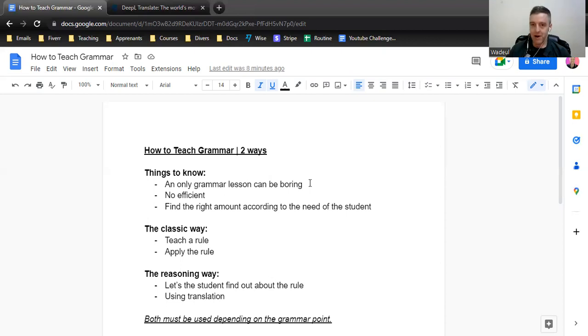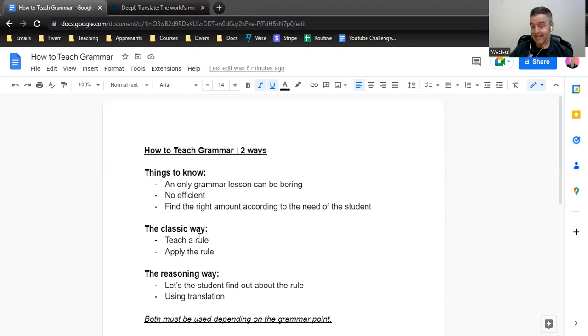So you need to teach grammar, but you have to find a way that it's very useful according to their needs, as always. So that's what I say, find the right amount according to the needs of the student. It really depends on the student. Some people do love grammar. Some people don't. So you have to find out the right amount, the sweet spot.